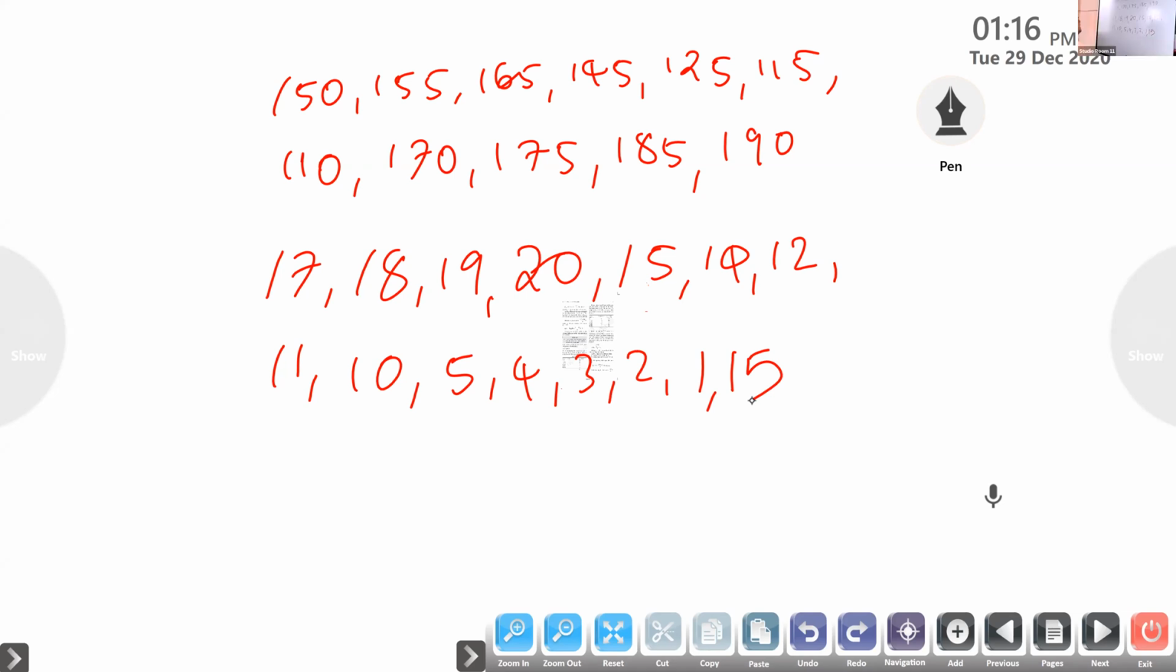Next one: 17, 18, 19, 20. 15 is repeating. Okay, 17, 18, 19, 20, 15, 14, 12, 11, 10, 5, 4, 3, 2, 1. Last number is 25. Number is 25, right? Third one.